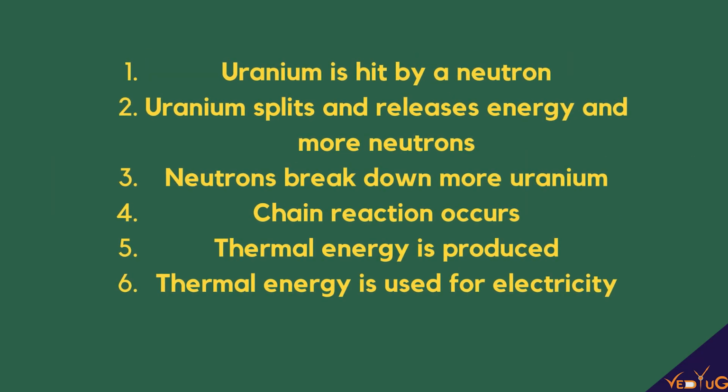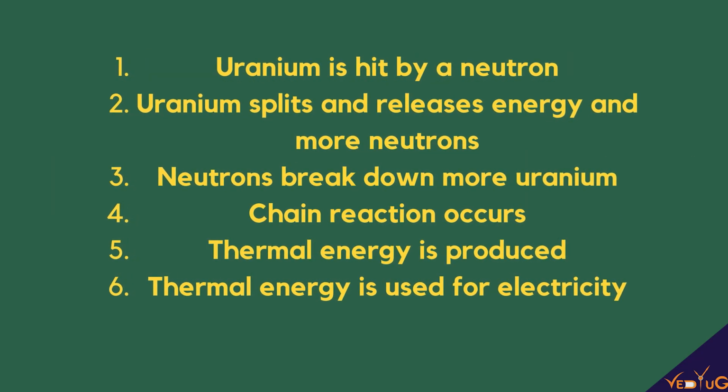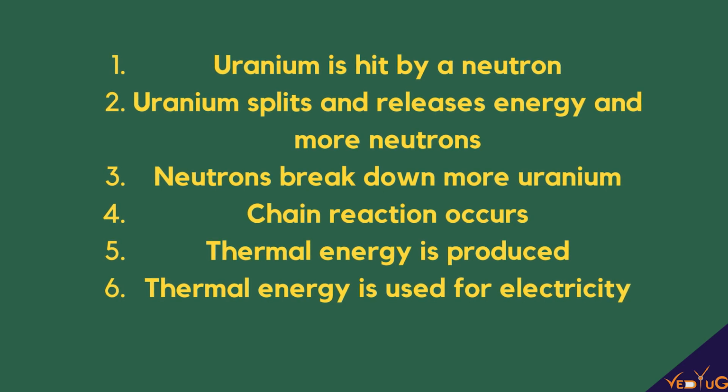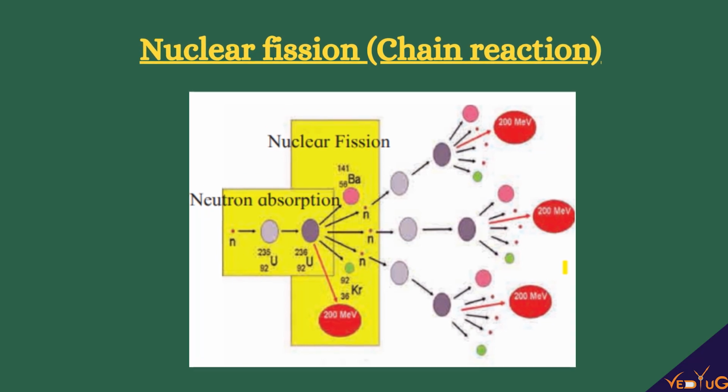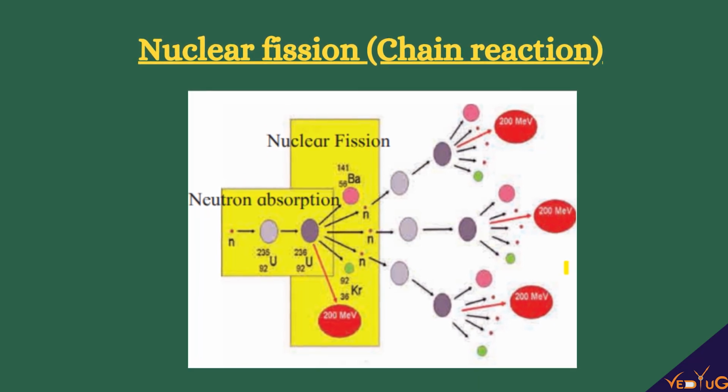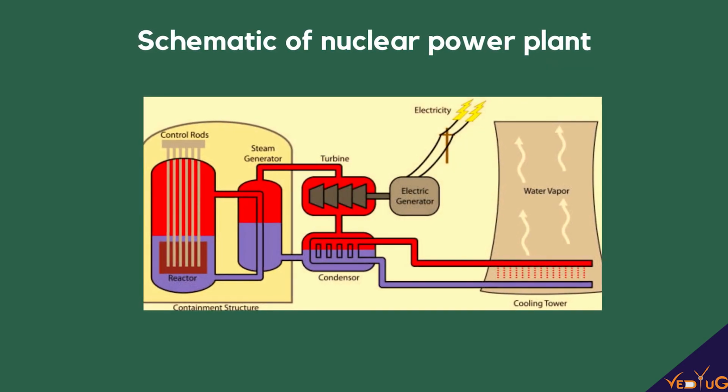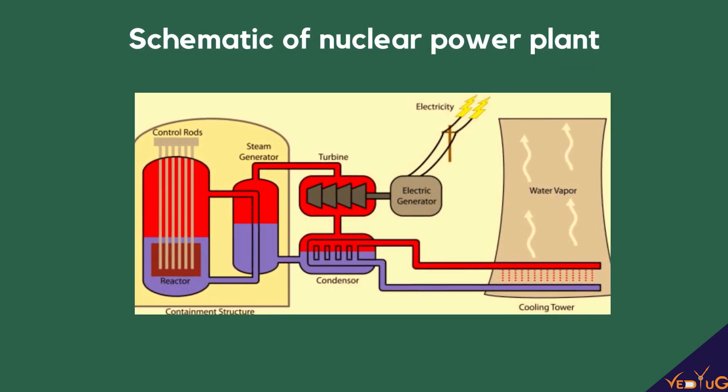But before doing this, let me tell you, dear friends, uranium is hit by a neutron. Uranium splits and releases energy and more neutrons. Neutrons break down more uranium, then a chain reaction occurs in this process. After that, thermal energy is produced and thermal energy is used for electricity. Dear friends, you can see nuclear fission, that is chain reaction, in the diagram given below. This diagram tells about nuclear fission. And this one is the schematic of a nuclear power plant. This is how a power plant looks like.